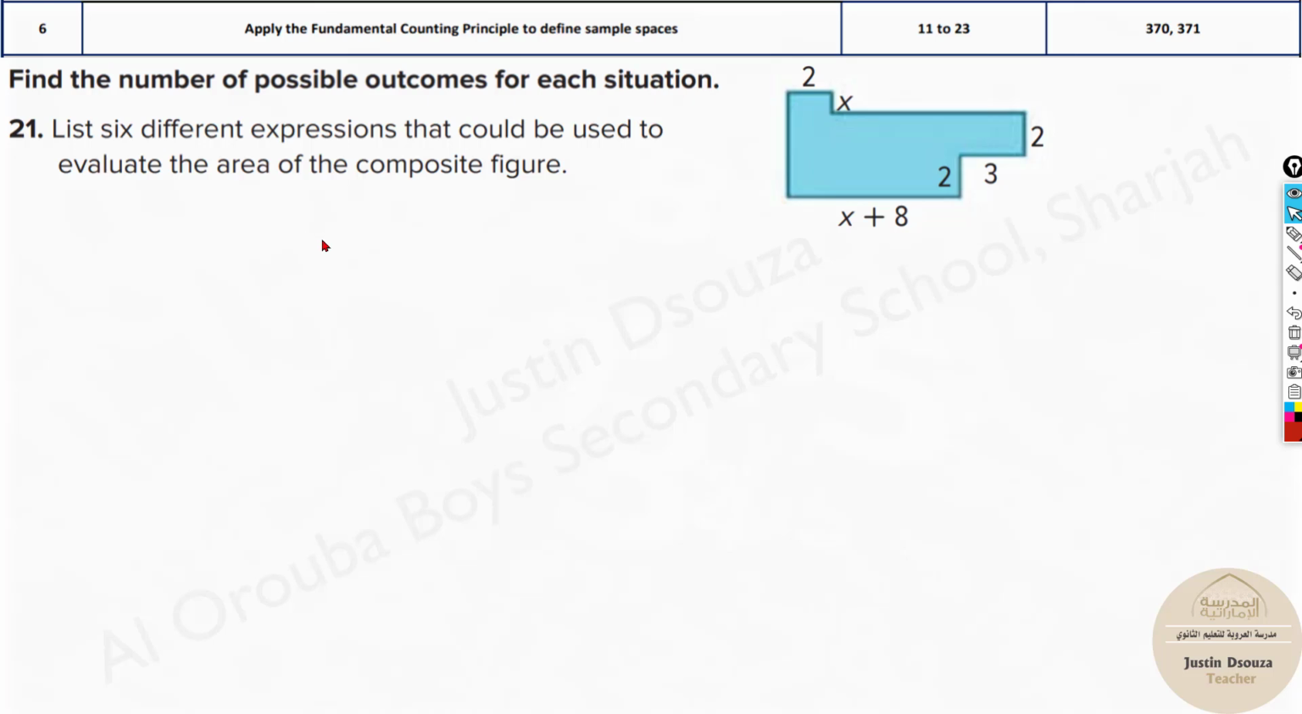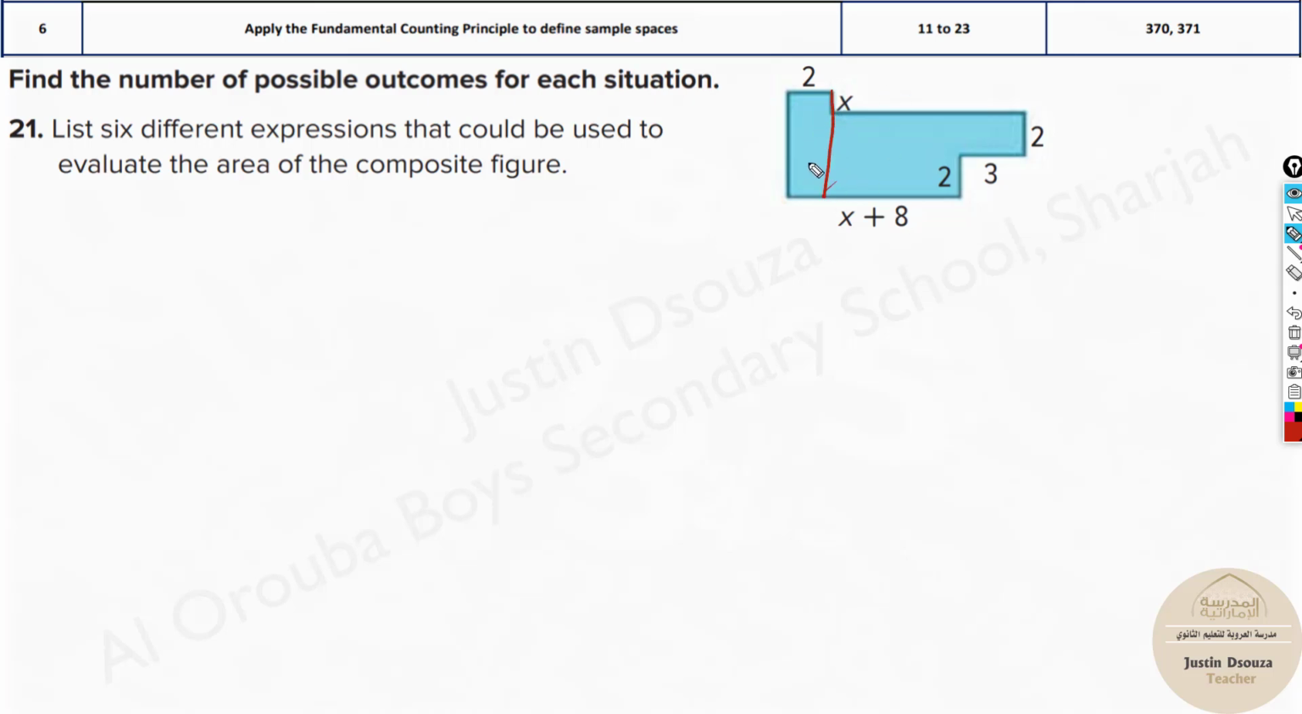Here we have another interesting problem. List 6 different expressions that could be used to evaluate the area of the composite figure. Now here, you need to find the area. Area can be found by adding up all these different polygons, right? This is a rectangle, over here another rectangle, like that. You can find it by adding up all the polygons, isn't it? So you need to find 6 different ways. One would be like this. You can do many. I'll just show you how.